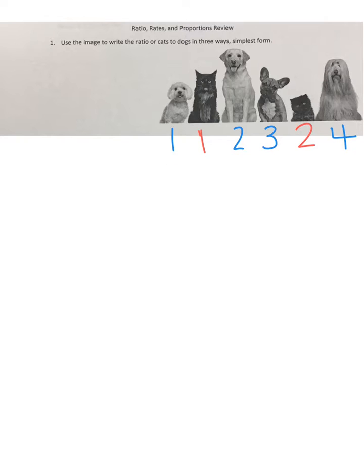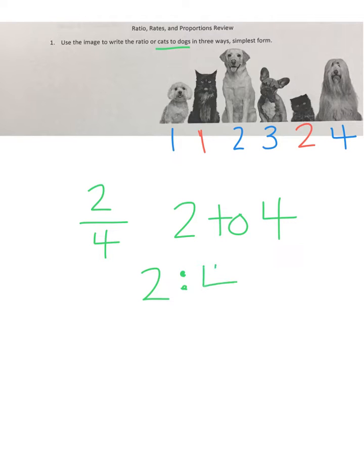So it asked us cats to dogs. So cats goes first, 2 over 4. The second way to write a ratio is using the word to. So 2 cats to 4 dogs. And the third way to write a ratio is using a colon. So we can write 2 colon 4.